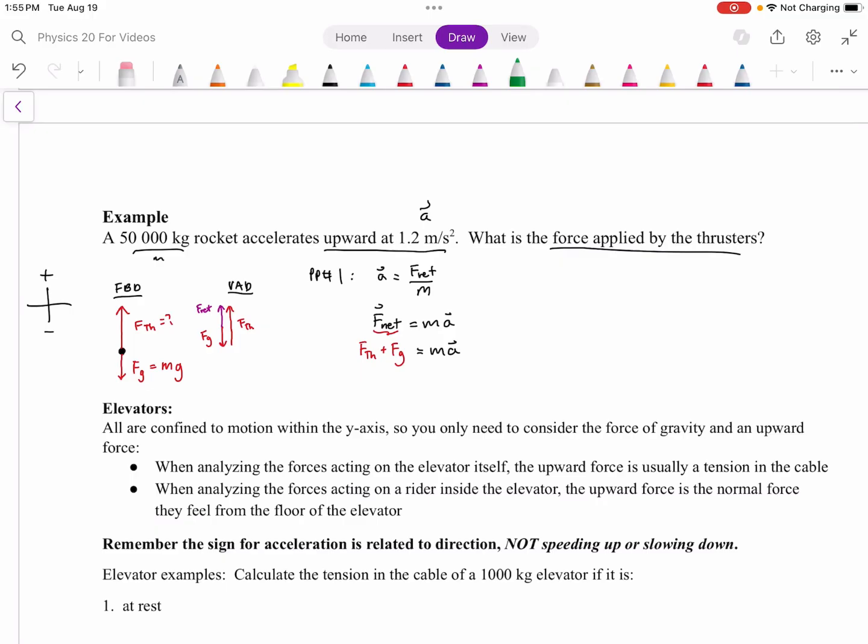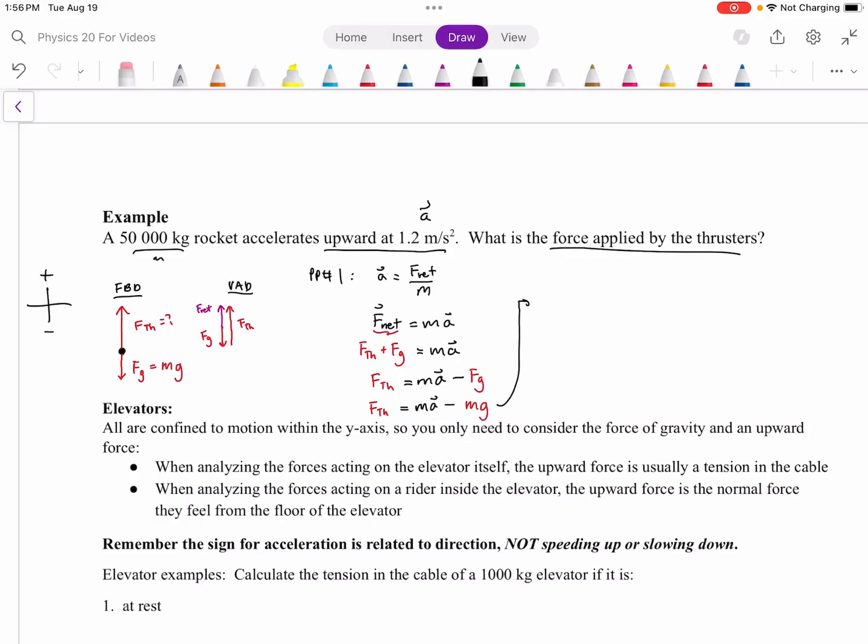All right, now we are trying to solve for F thrust, right? Right now it's having Fg added to it. So if we subtract Fg from both sides, we get this, right? The thrust is mass times acceleration minus the force of gravity. And we know that the force of gravity is just the rocket's mass times 9.81, acceleration due to gravity. So the thrust must be ma minus mg.